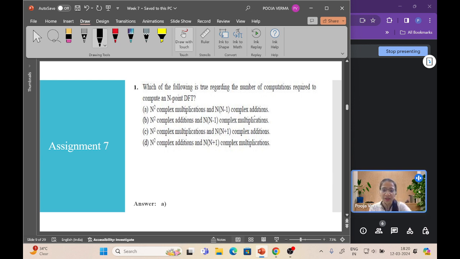Option A is N square complex multiplications and N minus 1 complex additions required. Option B is N square complex additions and N minus 1 complex multiplications required. Option C is N square complex multiplications and N plus 1 complex additions required. And option D is N square complex additions and N plus 1 complex multiplications required.